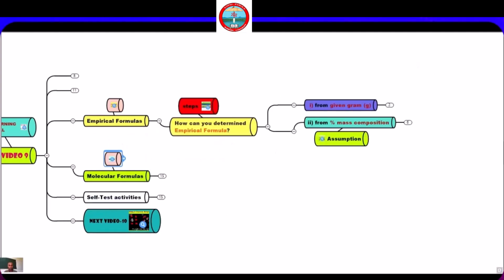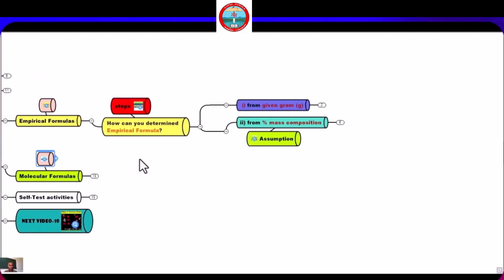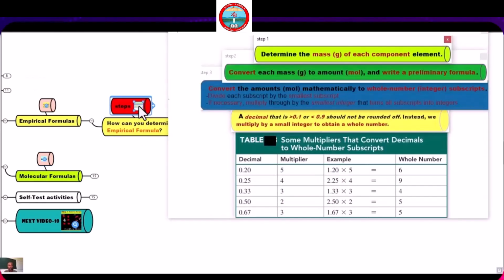We have steps. The steps to determine the empirical formula. Step 1 is determine the masses of each element of each component of element. Step 2, convert the given mass into mole and write as a preliminary formula. Step 3, convert the given mole into whole number or integer subscripts and divide each subscript by smallest whole subscript, and if necessary multiply through by smallest integer that turns all the subscripts into the integers.